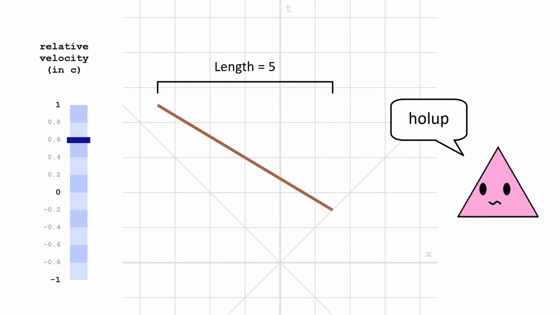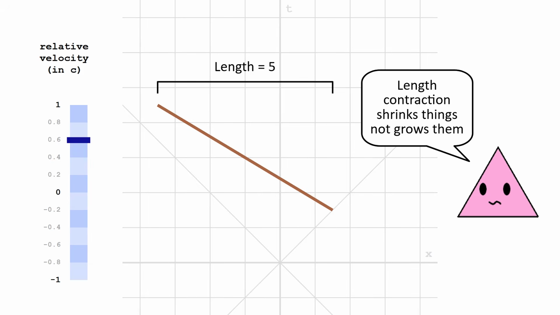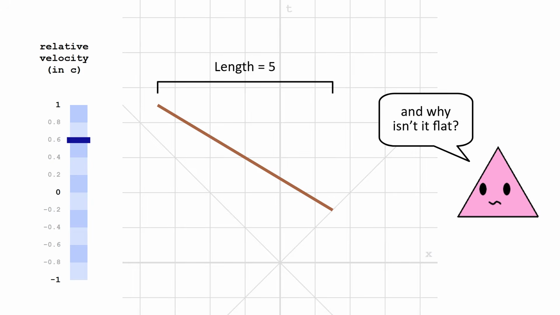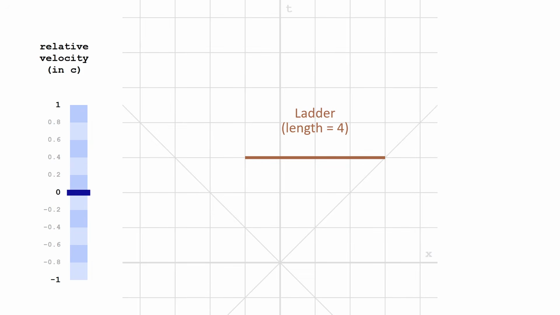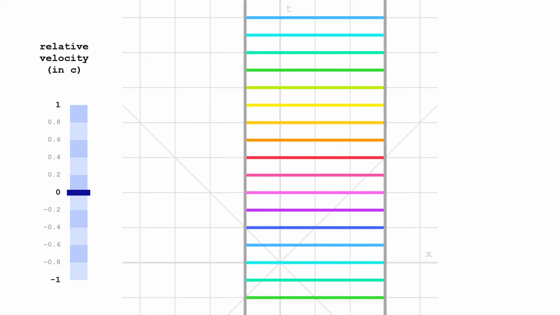But hold up a minute. According to length contraction, it should get shorter, not longer, so why do we get the opposite result? Well, you might notice after the transform, the ladder stopped being flat. In order to fully understand what's going on, we have to go back to the ladder's own reference frame and then incorporate its location throughout time rather than just one snapshot.